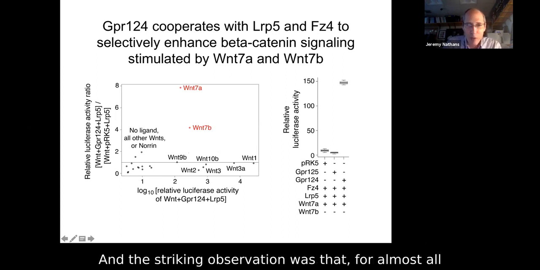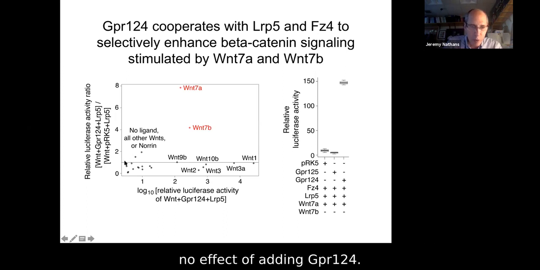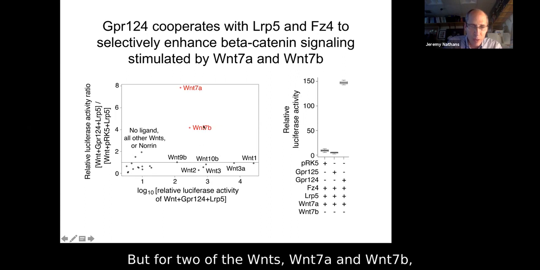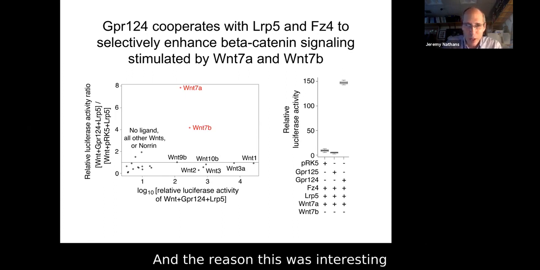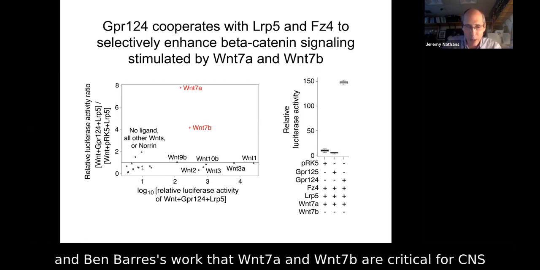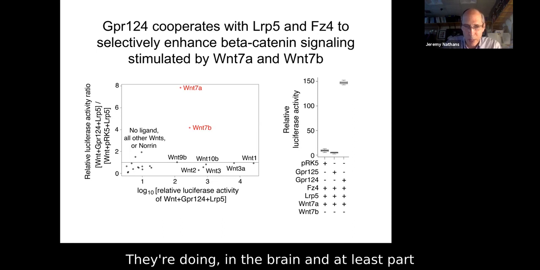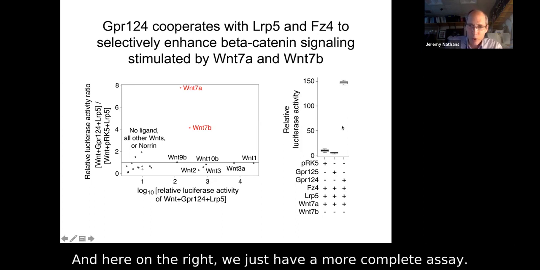And the striking observation was that for almost all of the Wnts and for Norrin, there's essentially no effect of adding GPR124. That is, the ratio on the vertical axis is very close to one, as shown by this horizontal line. But for two of the Wnts, Wnt7a and Wnt7b, there was clearly a stimulation by GPR124. And the reason this was interesting is because at this point, we knew from Andy McMahon's work and Ben Barres's work that Wnt7a and Wnt7b are critical for CNS vascularization. They're doing in the brain and at least part of the spinal cord very much what Norrin is doing in the retina.